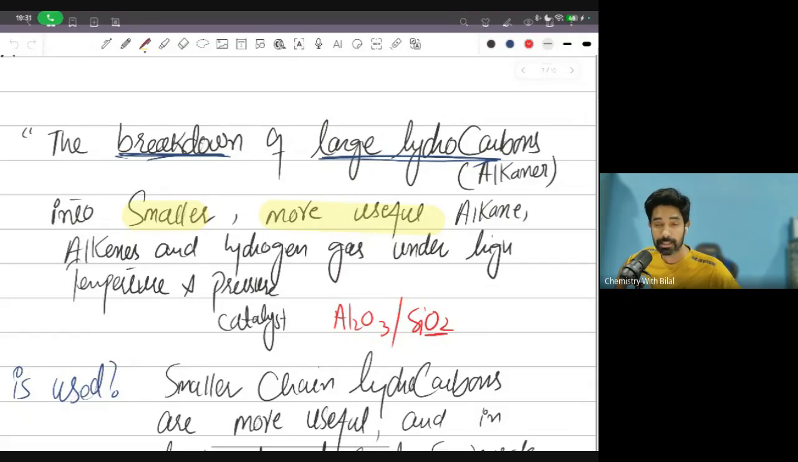So to compensate, he can ask you why there's a need for cracking. Cracking is basically done to compensate the high demand of the smaller chain hydrocarbons, which cannot be met directly.